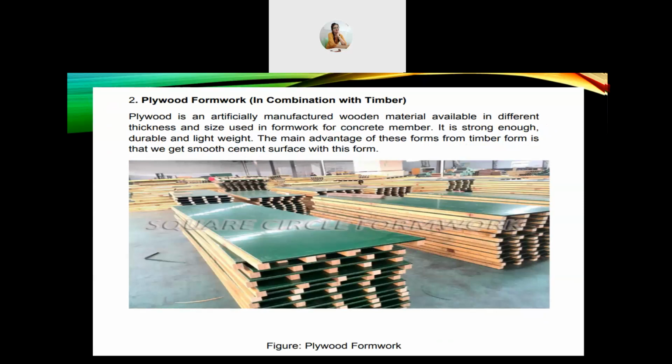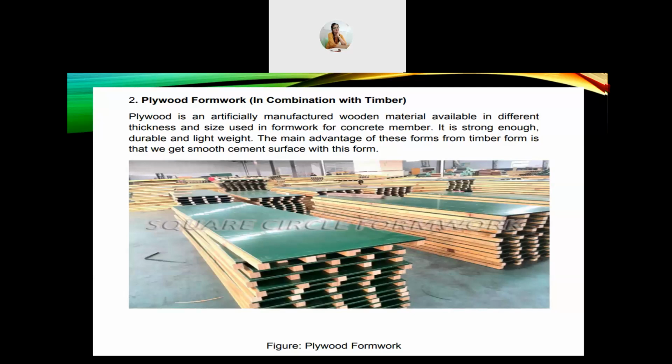Plywood is an artificially manufactured wooden material available in different thicknesses and sizes and it is used in formwork for concrete members. It is strong enough, durable and lightweight. The main advantage of this form over timber form is that we get a smooth cement surface with this form.